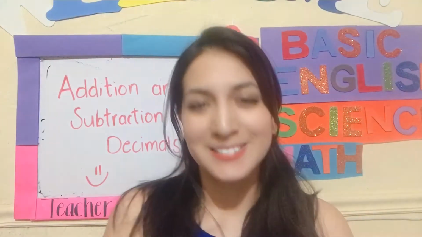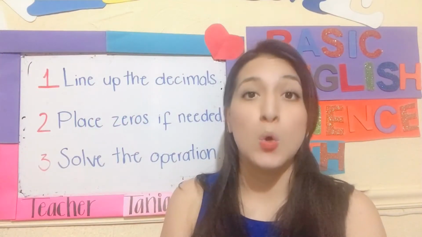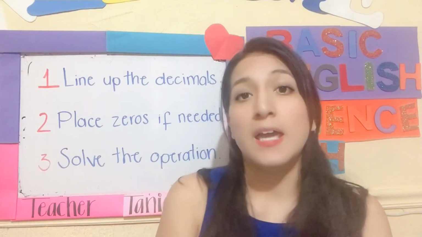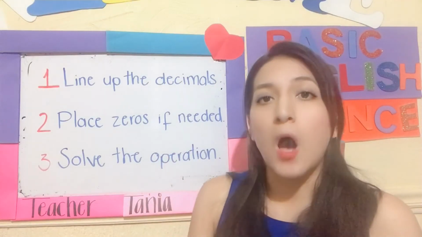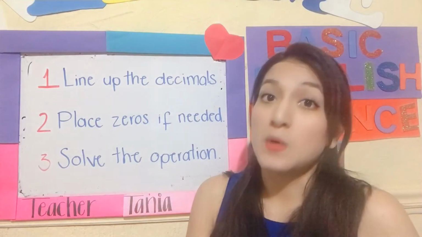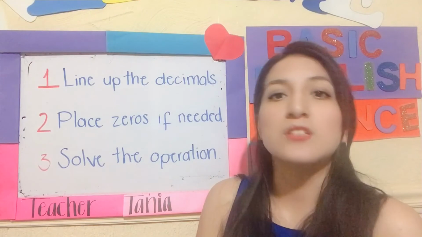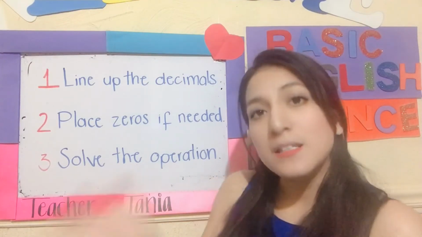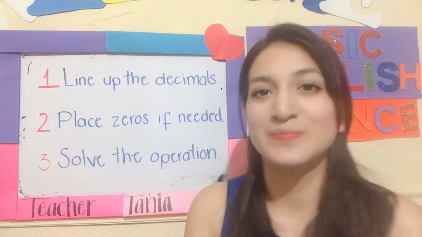Let's begin. Well, the first thing that you need to have in mind in order to successfully solve operations with decimal numbers are those three steps. The first one is to line up the decimals. Number two, it's to place zeros if you need it. And the step number three is just to solve the operation as usual. Very easy, but let's see each of the steps individually to understand better.